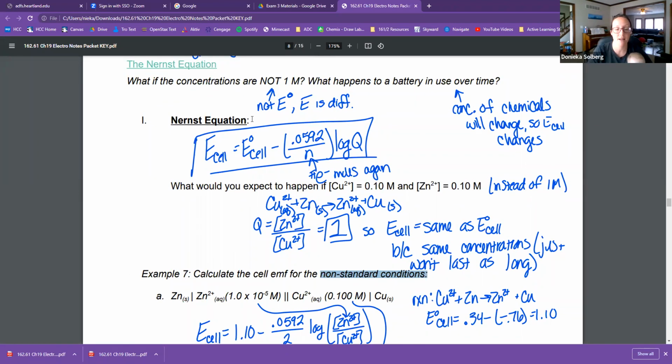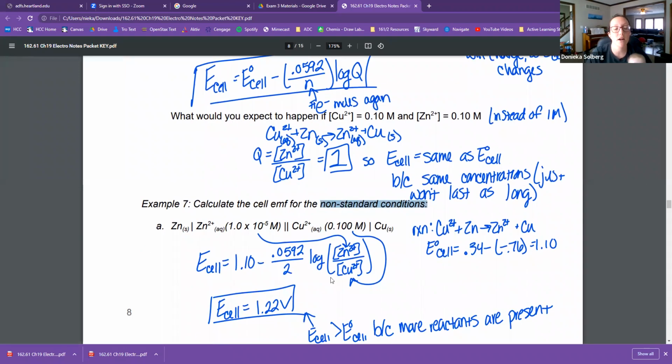It doesn't have the little knot. Okay, so I wrote that down here. I first had to find my E naught. So I pulled my reactions from my table, same thing I did up here, copper and zinc.